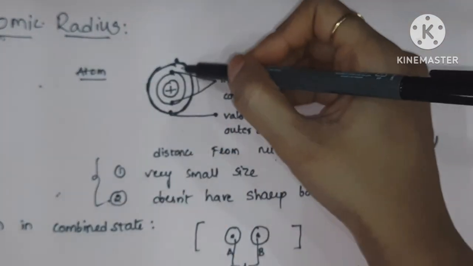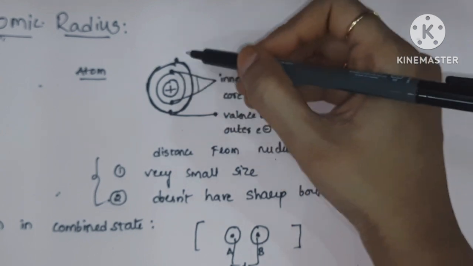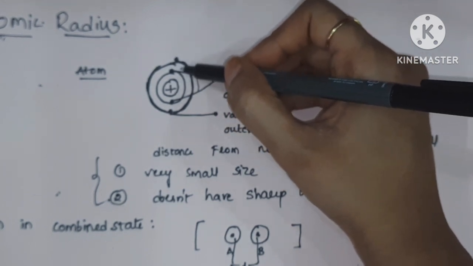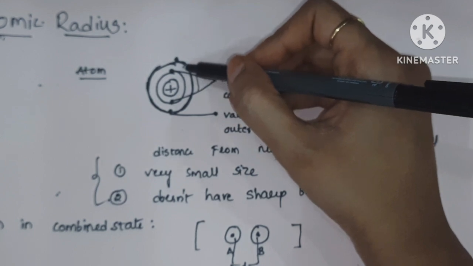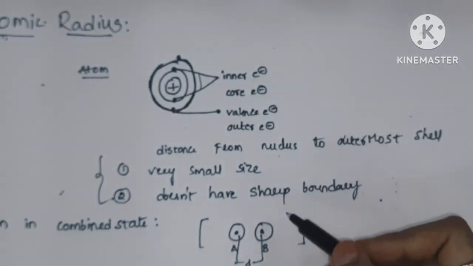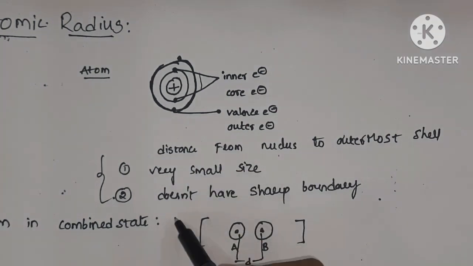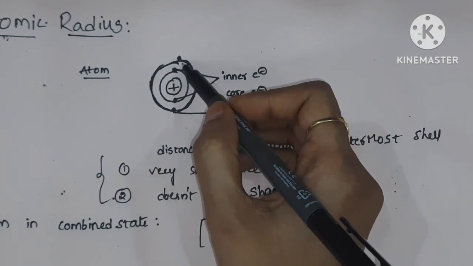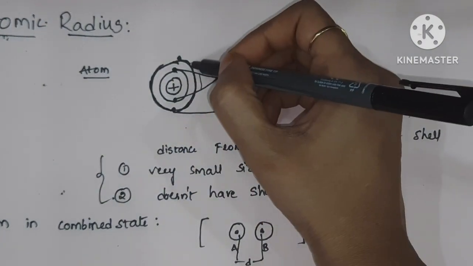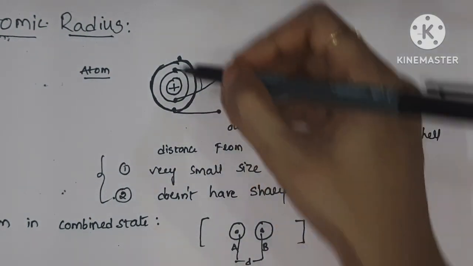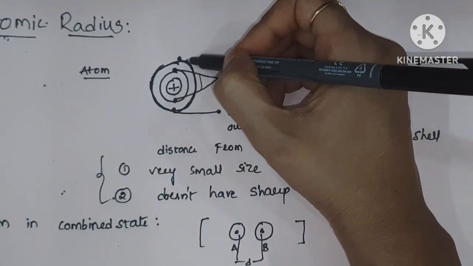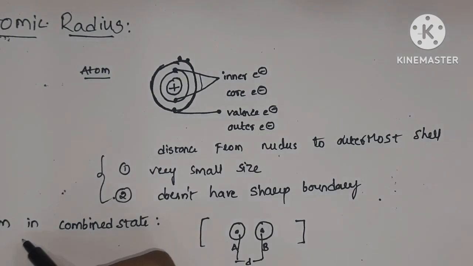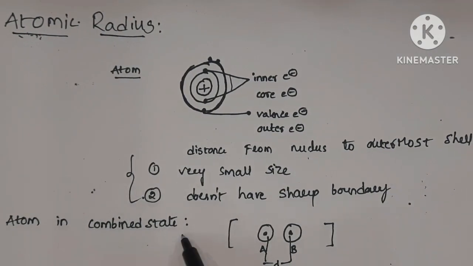Generally, atomic radius means the distance from the nucleus to the outermost shell. But this distance we cannot find, because it is very, very difficult. The atom is very small and does not have a sharp boundary. That's why we can't find the distance from the nucleus to the outermost shell. However, we can find it, but the atom must be in a combined state.